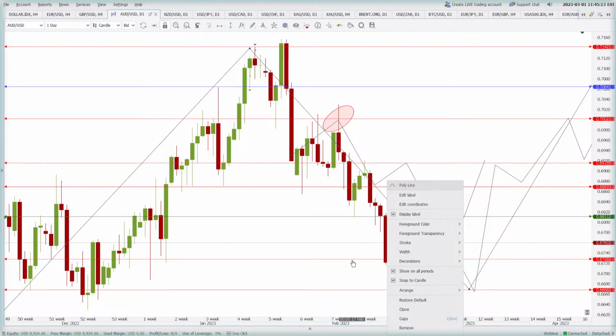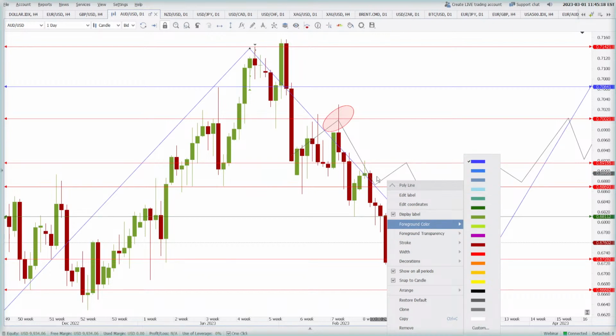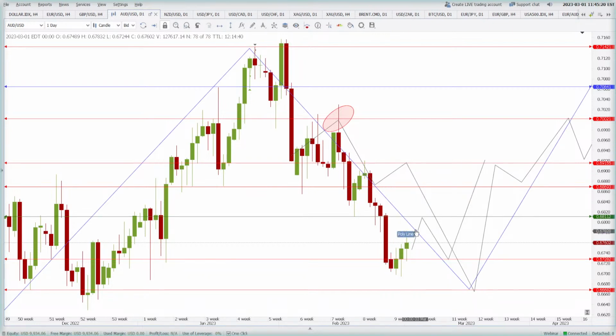No, I don't want to remove this, but maybe I will change it to blue. Okay, so now you see that this which I have created, if it does just like this, then the market structure will break somewhere here. And I will get an opportunity to go long at 0.6811 area.